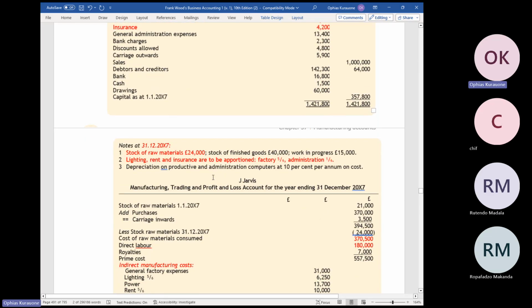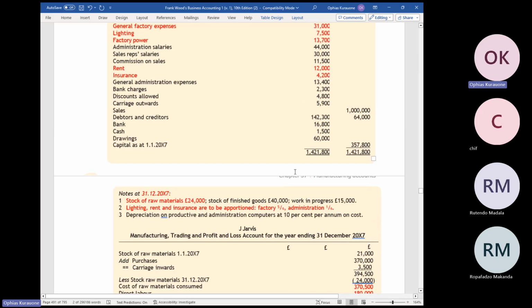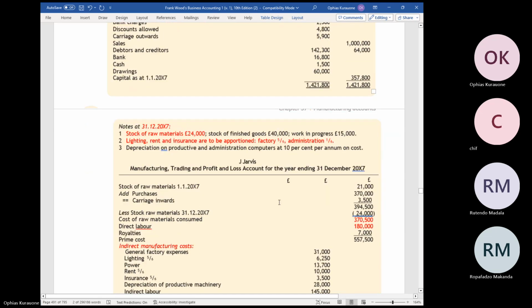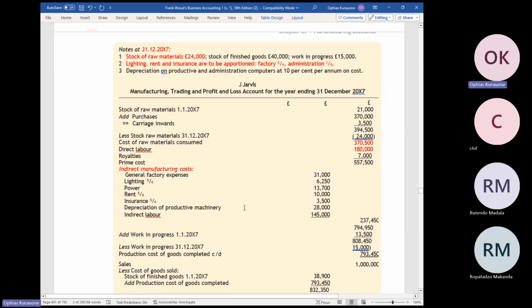They are saying that depreciation is 10% per annum on cost. So it's 10% of 20,000, that is 2,000. That's depreciation. 10% of 280,000 is 28,000. That's why we've got 28,000. 28,000 was derived from 10% of 280,000 here, because this is productive machinery. We know that is the factory, the manufacturing cost.